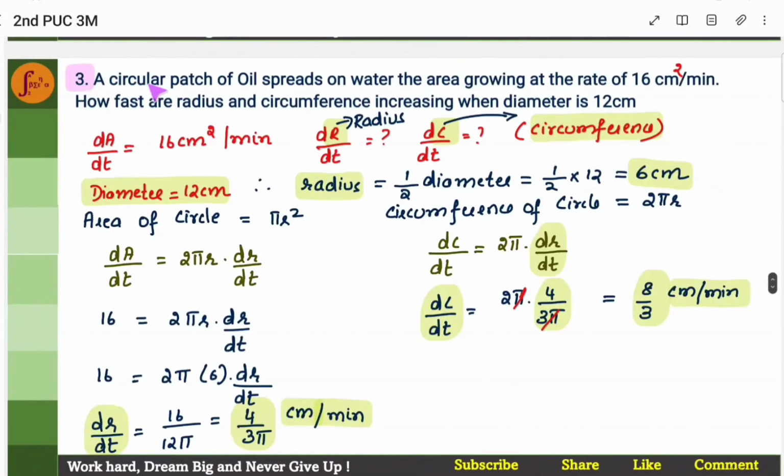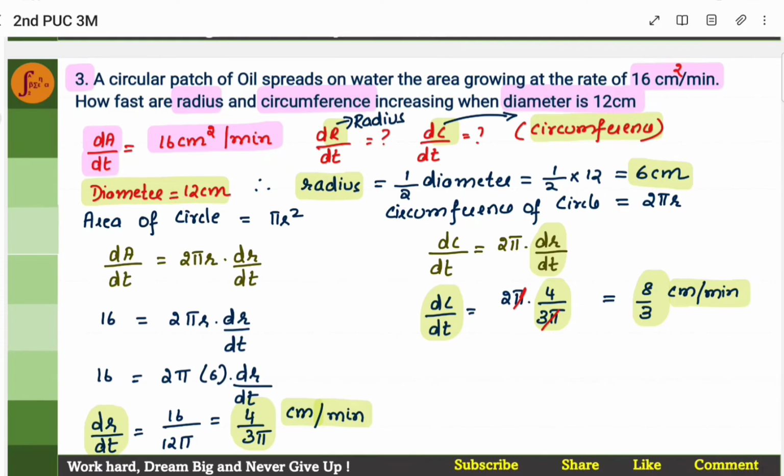Similar problem. A circular patch of oil spreads on water. The area is growing at the rate of 16 centimeter squared per second. Area is growing at the rate, that means you consider area as A. So dA by dt is this much. How fast is the radius increasing? That means dr by dt. Assume r is radius. Circumference, assume circumference is c, dc by dt. You have to find this. They've given the diameter is 12 centimeter.